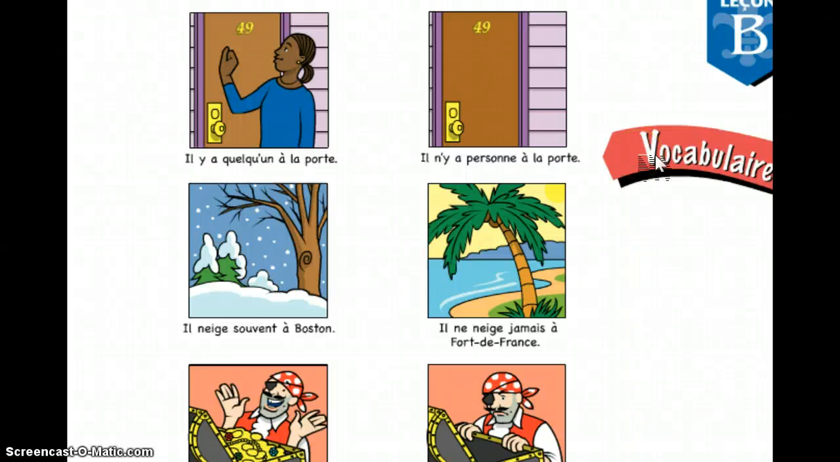Unit 10, Level 2, the negatives. How do you make a sentence negative other than using ne pas? Let's look at page 353.